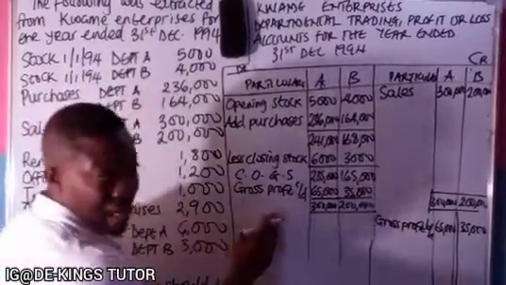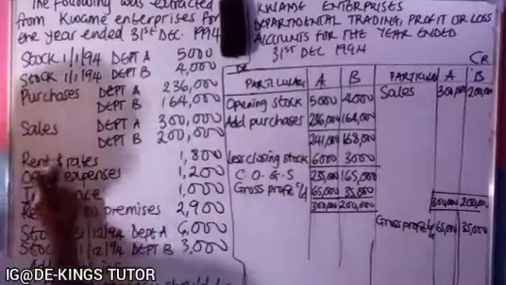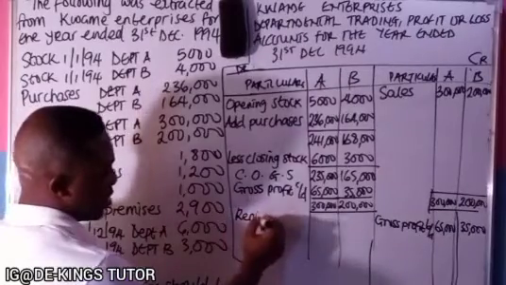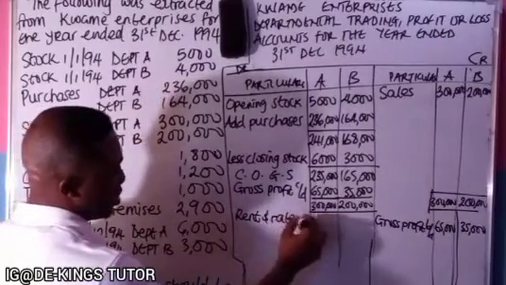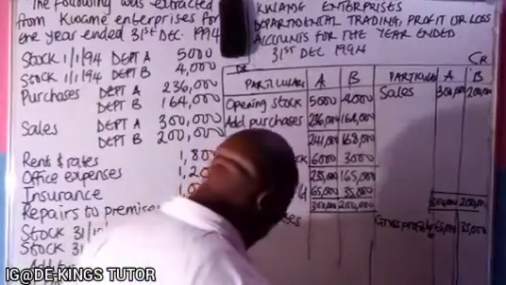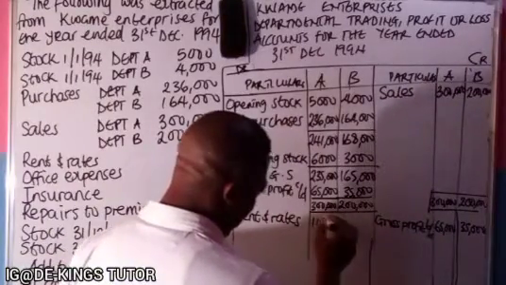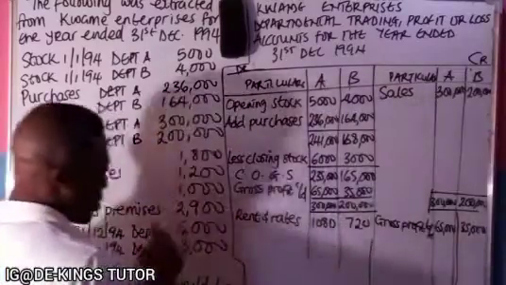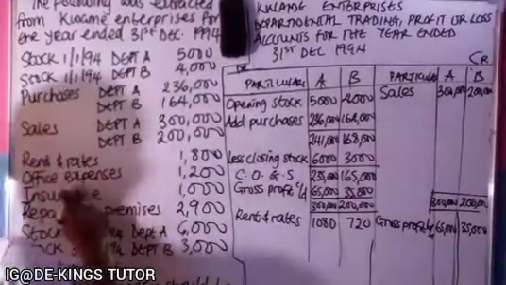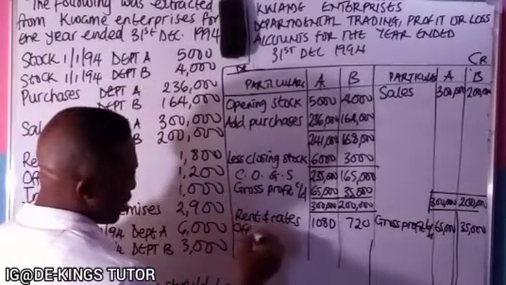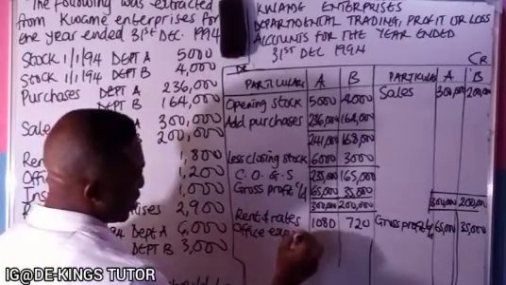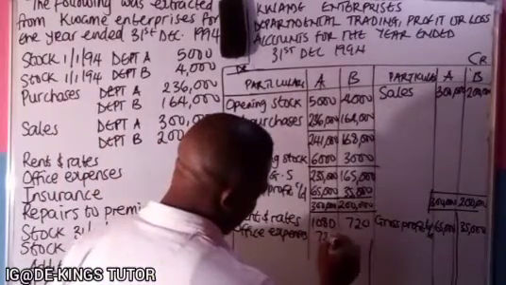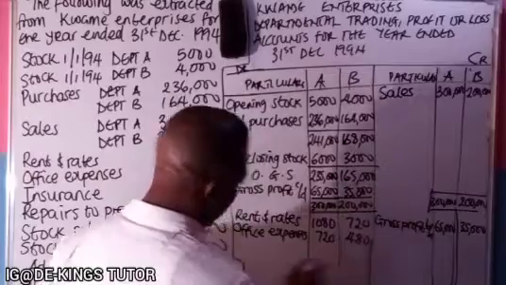Now all the expenses, like we said, will come here. The first one is rent and rate. Remember, we did the apportionment. So we now have rent and rate. For Department A, it will now be 1,080 and 720. The next one, office expenses. For Department A is 720, and this is 480.